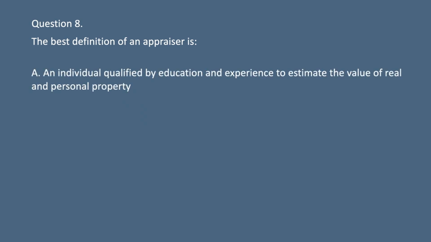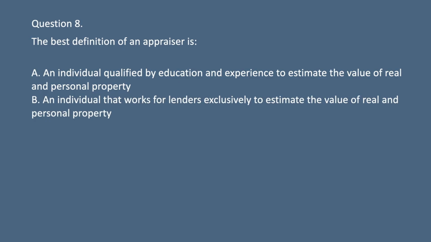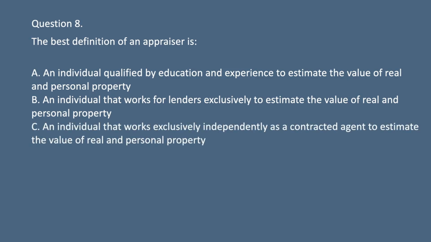Question 8. The best definition of an appraiser is A. An individual qualified by education and experience to estimate the value of real and personal property. B. An individual that works for lenders exclusively to estimate the value of real and personal property. C. An individual that works exclusively independently as a contracted agent to estimate the value of real and personal property. D. None of these.